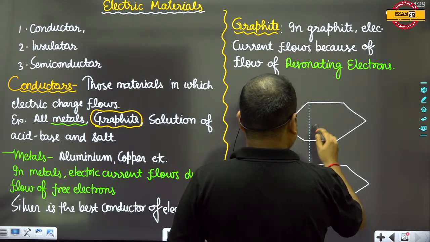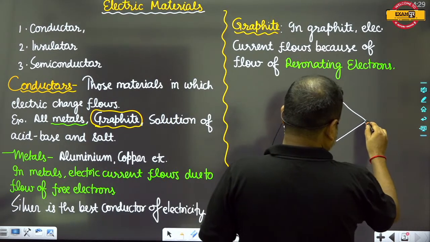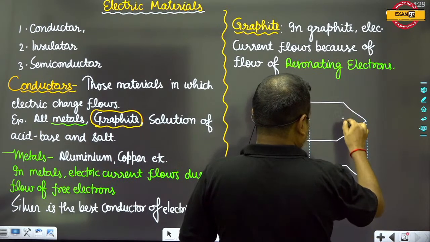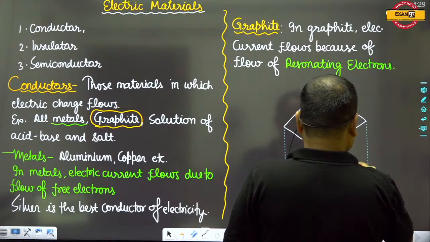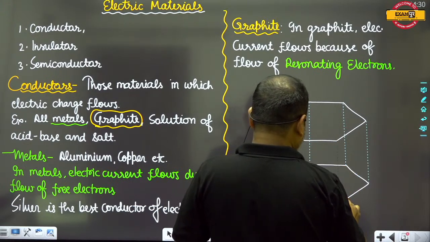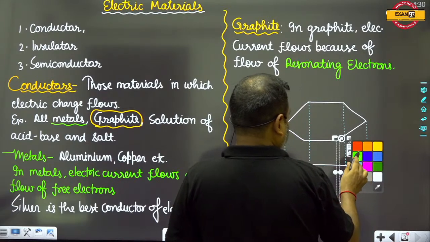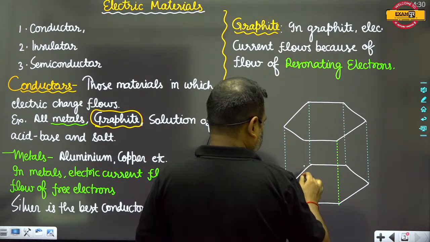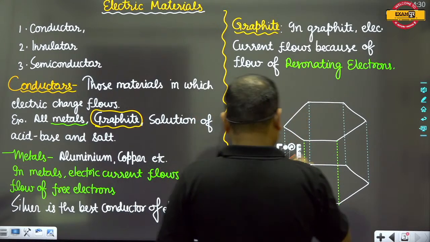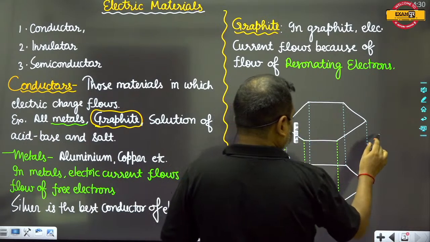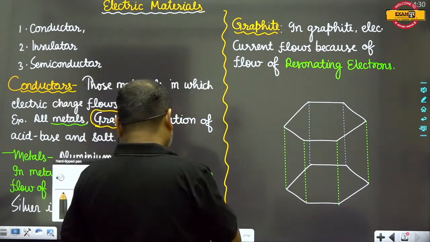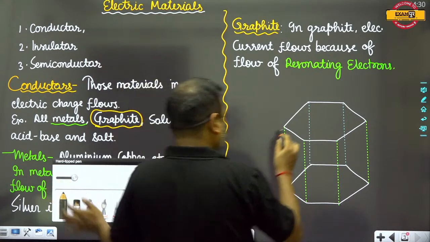This is a hexagon and looks like this. So this is the structure of the hexagon.